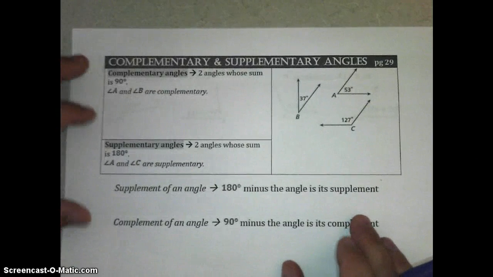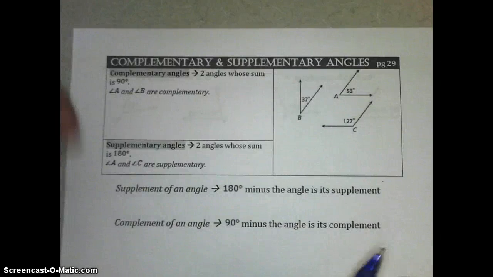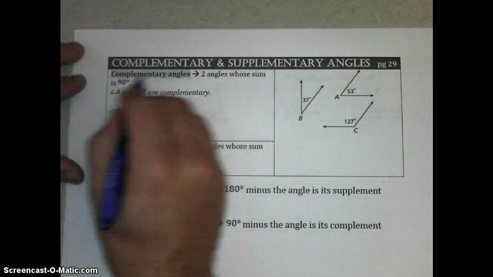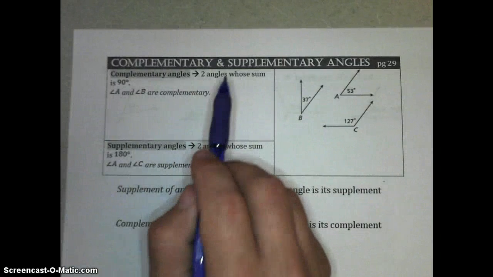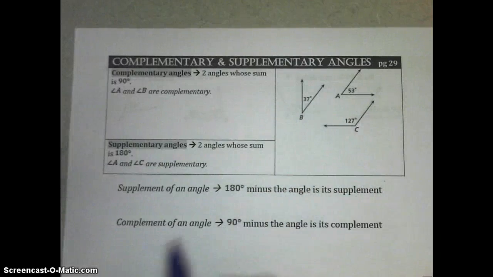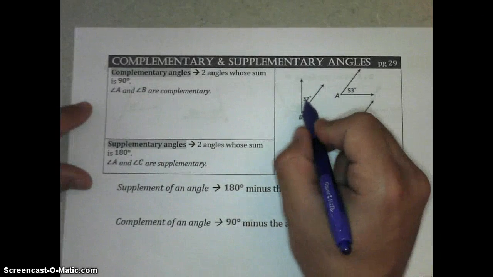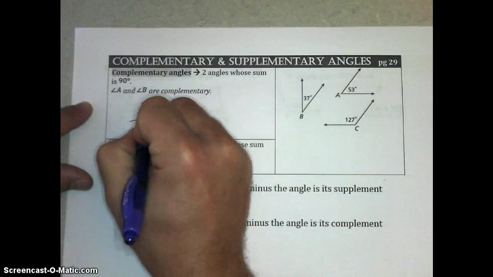Now we have some pairings of angles that compare and relate these angles based on their measure. And those are the ideas of complementary and supplementary. Complementary angles are angles whose sum measures 90 degrees total. So if I were to combine them, I get 90 degrees total. So we have A and B, 37 plus 53 is 90.